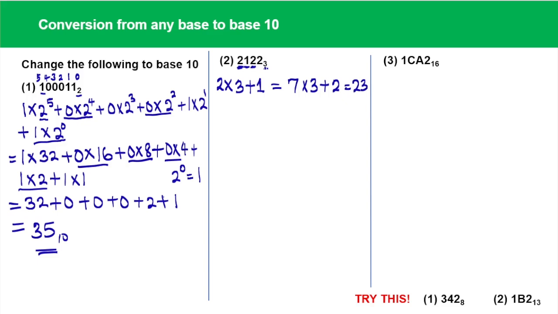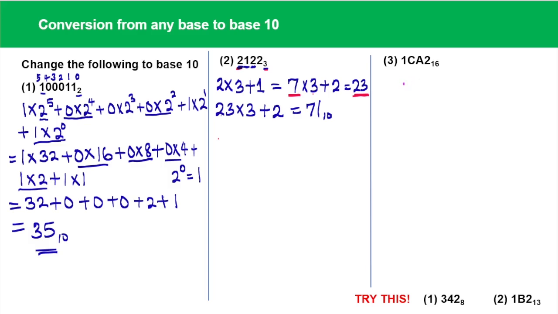23 again will multiply the base, add to the next digit. That will be 23 times the base plus the next digit. The next digit is 2. That will give us 23 times 3, that is 69. 69 plus 2 will give us 71 base 10. So this is a quicker method of converting a number in any base to base 10.